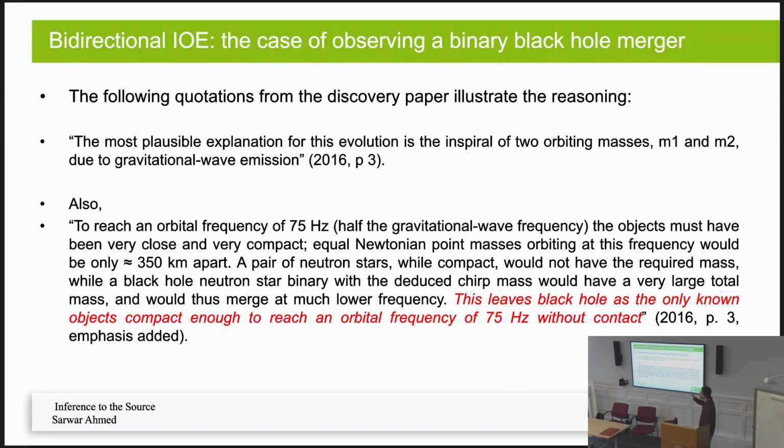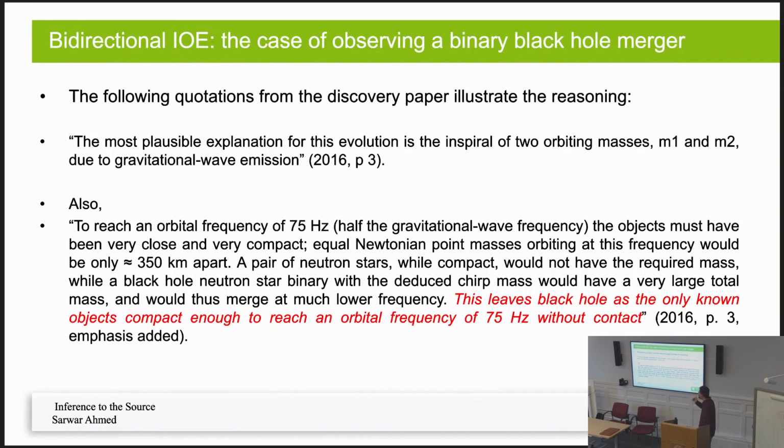So the first one is talking about, well, what does this evolution represent? The plausible explanation for this evolution is the inspiral of two orbiting masses, M1 and M2, due to gravitational wave emission. So here, you notice they do not say that it's a binary black hole. They are just saying that this evolution of the frequency is representative of two masses.